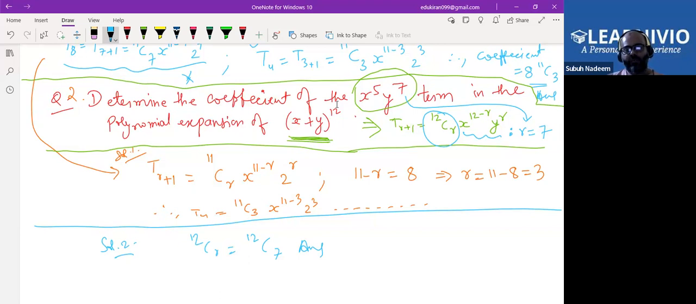So it is a very simple question. You are just getting confused because you are seeing the power of x and y both. Concentrate on one. Just see the power of y. When you see the power of y, that it is r and 7, so r equals 7. Automatically the power of x will become 12 minus 7, 5. You don't have to do it separately. Is it okay? Yes, sir.